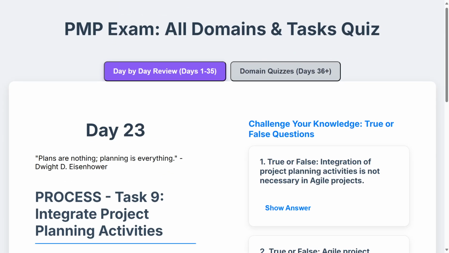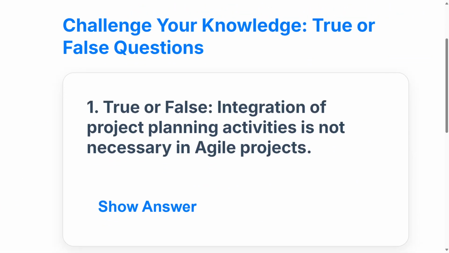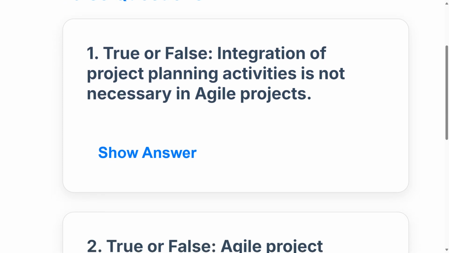What we're trying to achieve is an understanding of a specific task in a specific domain. So let's jump into some true or false questions to align our minds as we jump into the material. First of all, let me just ask you, do you recall what exactly is done in the planning process group? When we talk about assembling the project management plan, you got to think about multiple dimensions. So, true or false? Integration of project planning activities is not necessary in Agile projects.